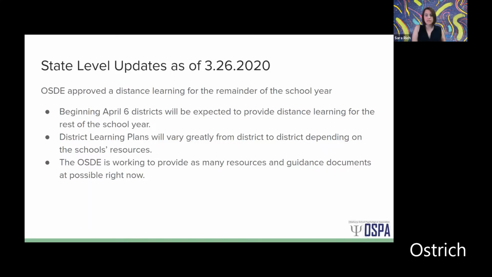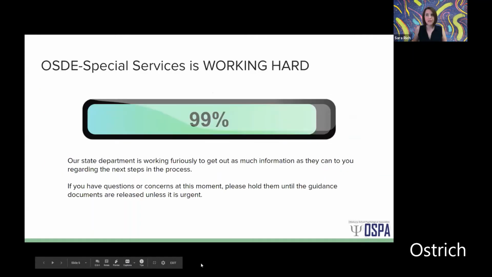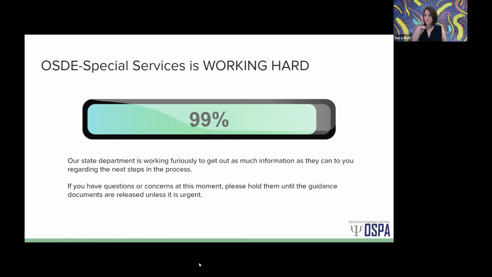The OSDE is working so hard. I've had a couple of different meetings with people from the State Department in the last day or two, and they're working so hard trying to get out as many resources as they can, especially the special education department. They're producing as much guidance as they can, knowing that there's still a lot of unknowns out there. From what I hear, they are so close to having this.